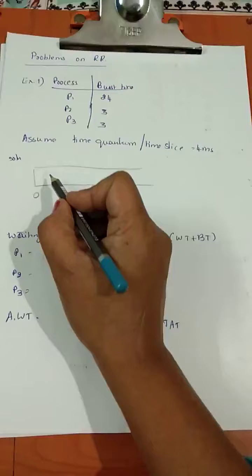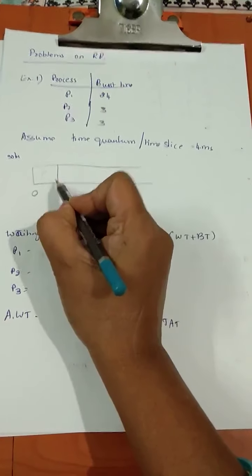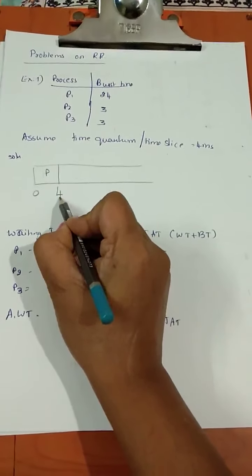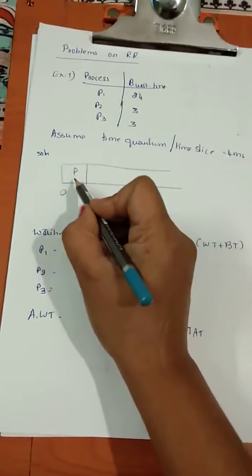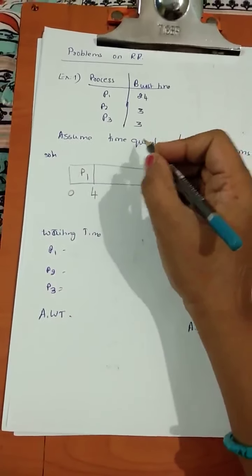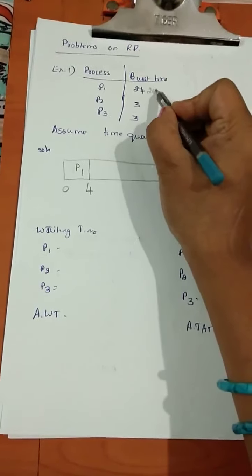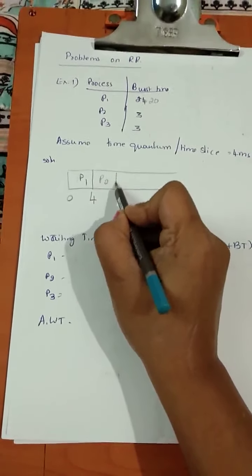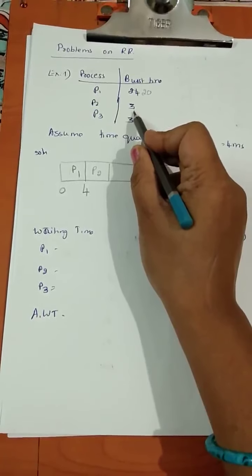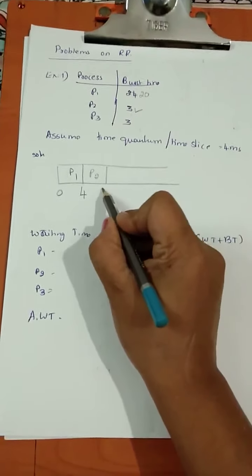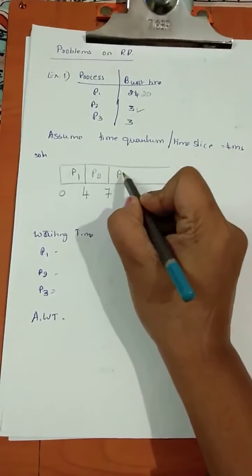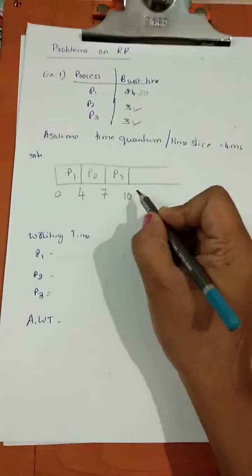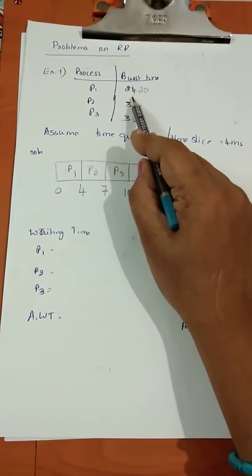Okay, so at 0, P1 will be executed. So for how many milliseconds? For 4 milliseconds. So here it is P1. So for 4 milliseconds it has executed. The remaining job would be 20. Then the next one in the ready queue is P2. So for how much is P2 executed? 3 milliseconds. That means it will complete its job. So it is 7. Then P3. Okay, so this also will complete its job. Then again in the ready queue, P1 is still pending.